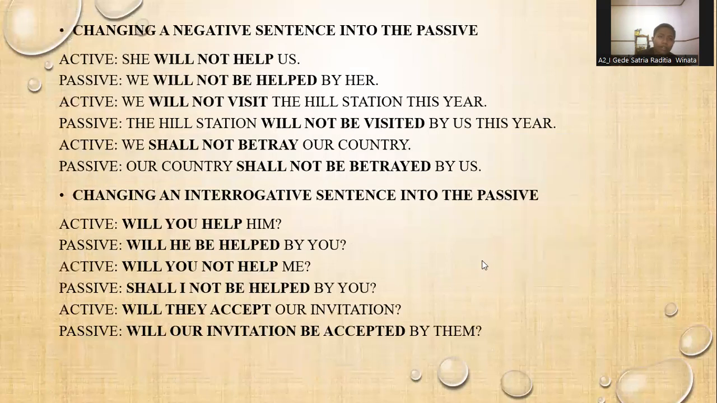Okay, the next: changing a negative sentence into the passive. The example below. Active: she will not help us. Passive: we will not be helped by her. See the example on the slide for changing a negative sentence into the passive. And changing an interrogative sentence into the passive. Active: will you help him? Passive: will he be helped by you? Another example is on the slide, changing an interrogative sentence into the passive.